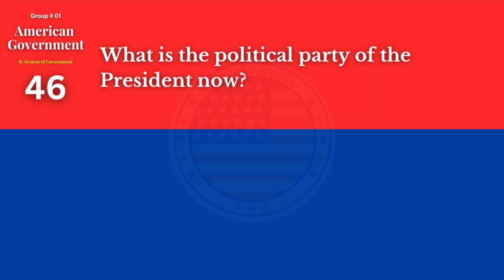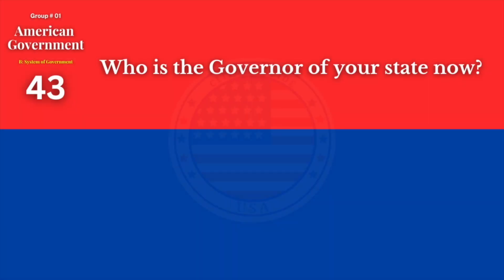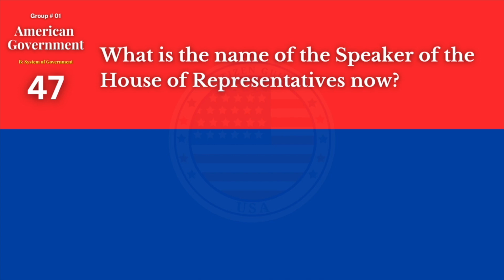What is the political party of the president now? Democratic Party. Who is the governor of your state now? The answer will vary based on where the applicant lives. D.C. residents should answer that D.C. doesn't have a governor. What is the name of the Speaker of the House of Representatives now?